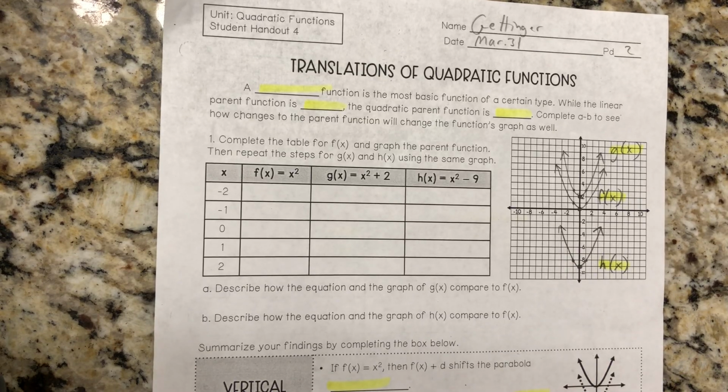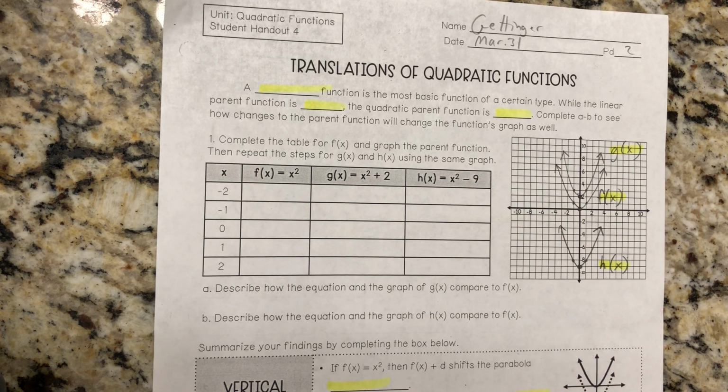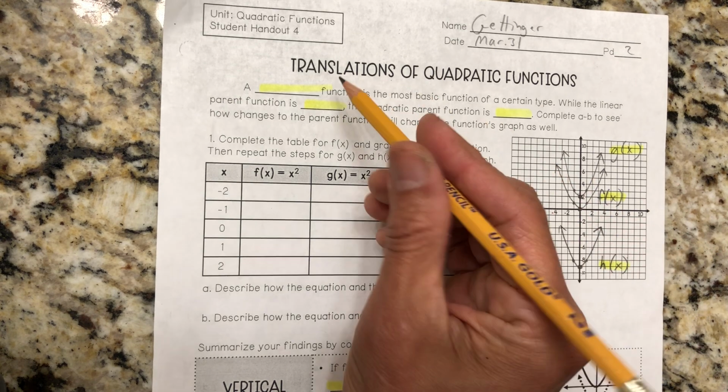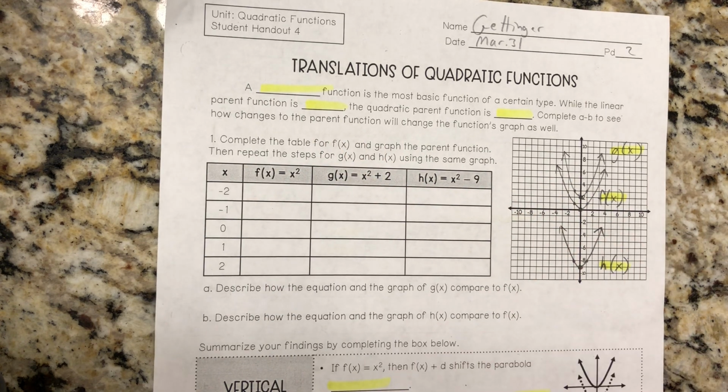Hi class, we continue Unit 8 with translations of quadratic functions. If you think back to all the transformations you learned last school year, translation means a slide. It's not like a rotation where the function or the line will turn; it just slides, meaning it's going to shift right, shift left, shift up, or shift down. Okay, so it's a slide across the coordinate plane.